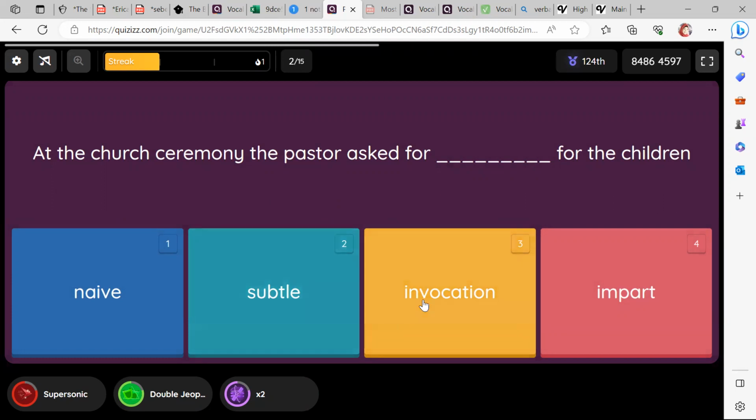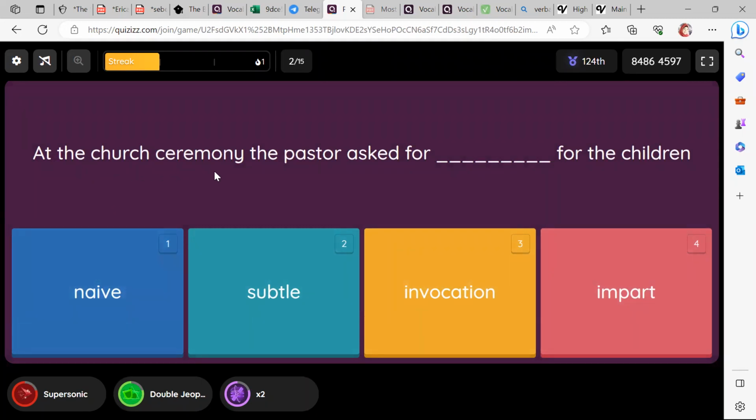For example, if I don't know the meaning of invocation, you have to look it up and write it in your presentation or in your copybook. You don't know the meaning of impart, the same thing. Look it up and write it in your list. Also, naive, you didn't know it, write it down.